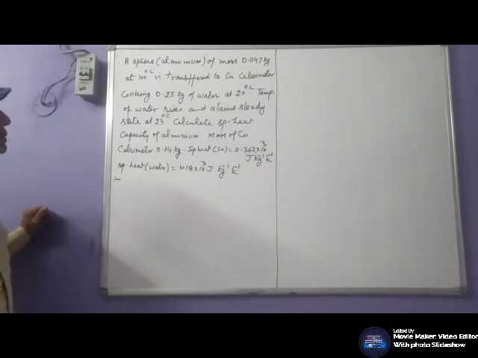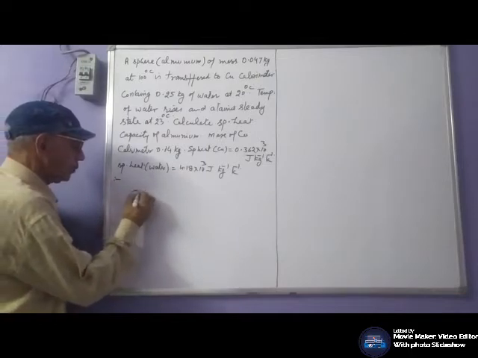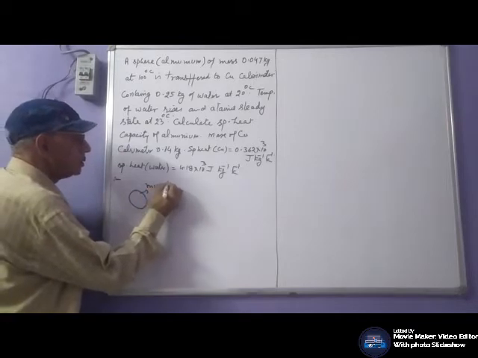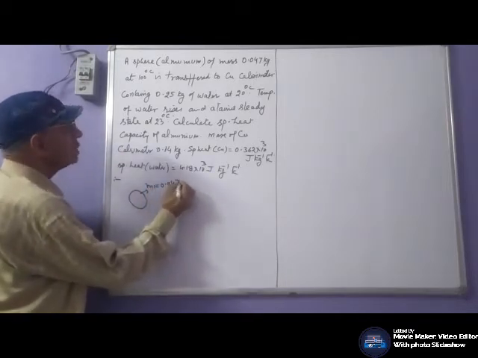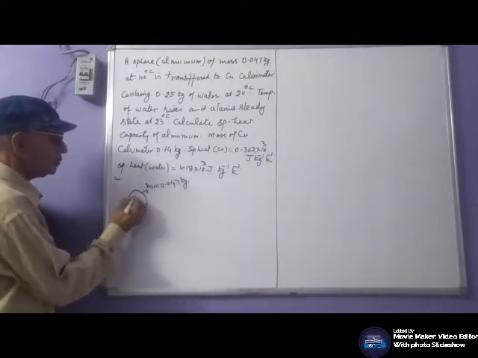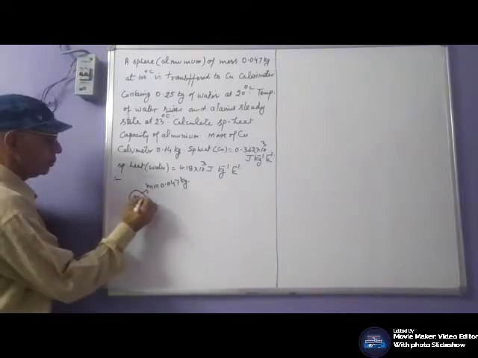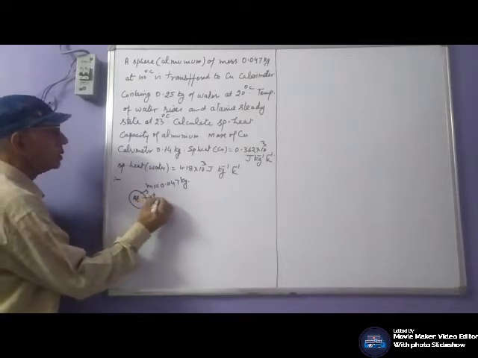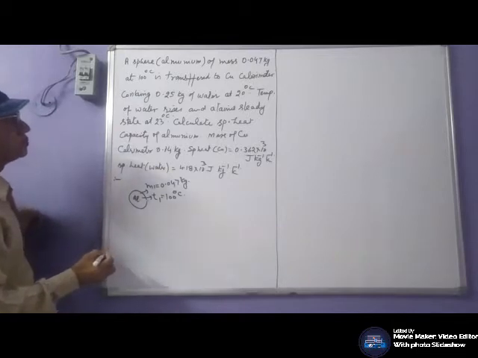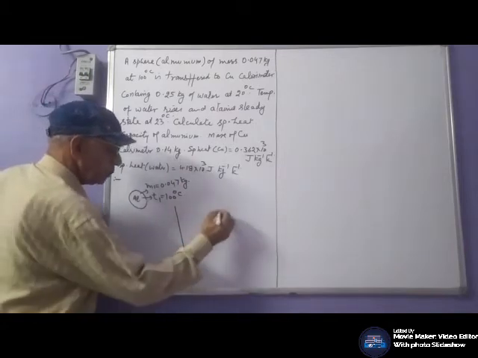A sphere of mass m1, 0.047 kg, a sphere of aluminium, at temperature 100 degrees Celsius is transferred into a copper calorimeter.